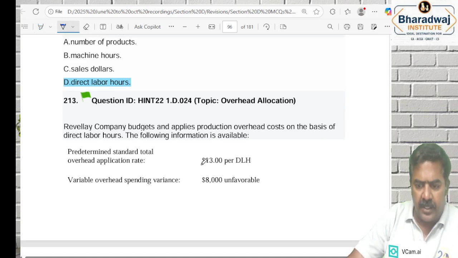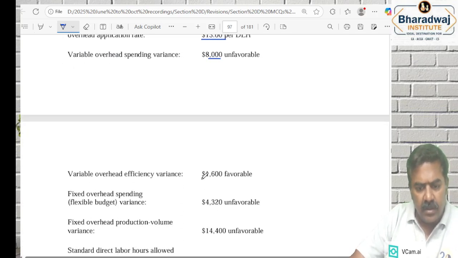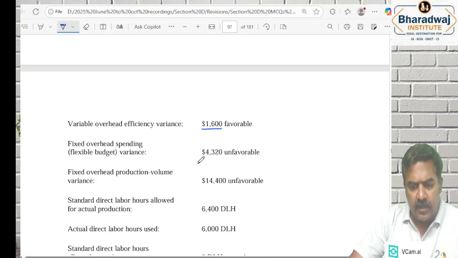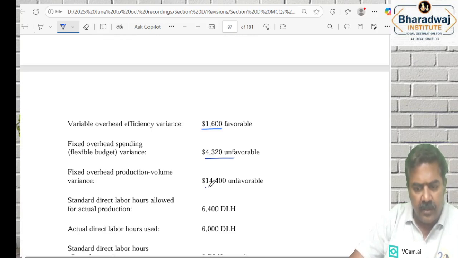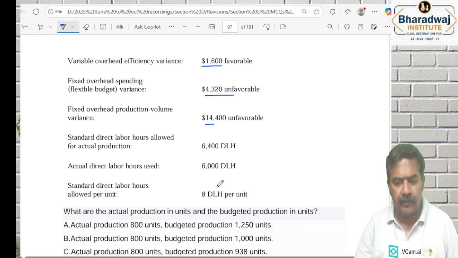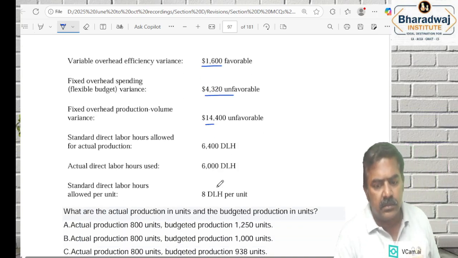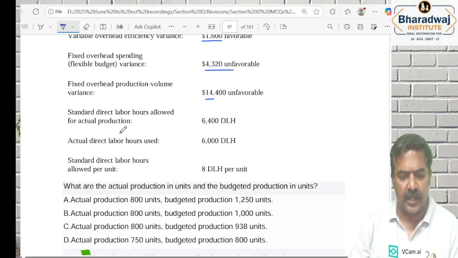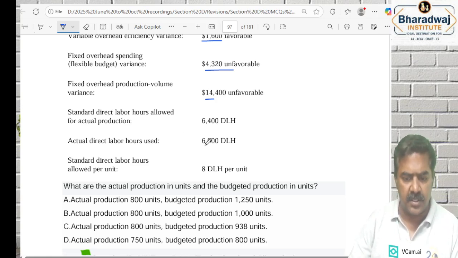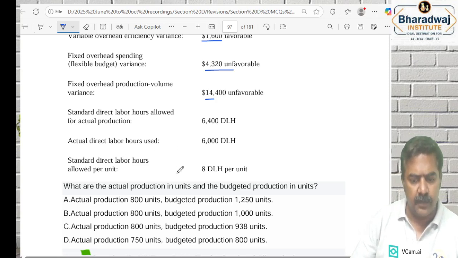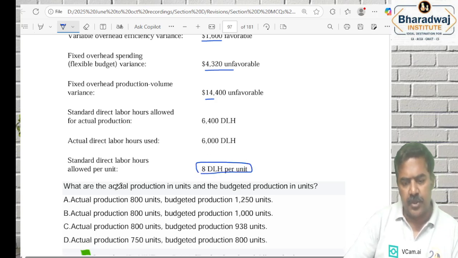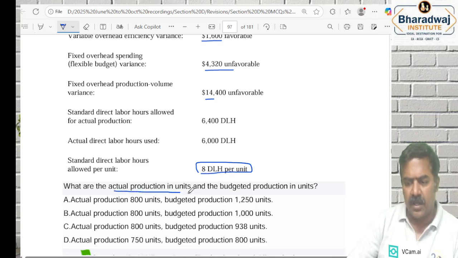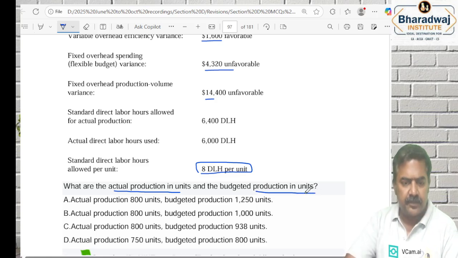Predetermined standard overhead application rate 13 is given. Spending variance unfavorable. Variable overhead efficiency variance unfavorable is given. Everything is unfavorable. Standard direct labor hours allowed for actual production is given. Actual hours worked is given. Direct labor hours, 8 labor hours per unit is given. They ask you to find out the actual production units and budgeted production units.